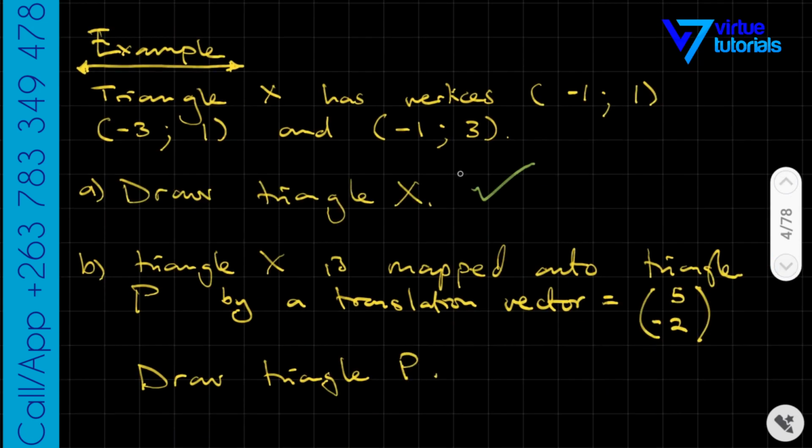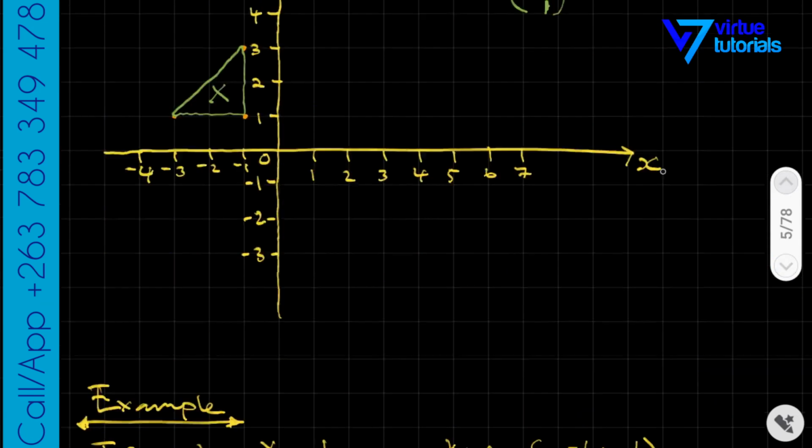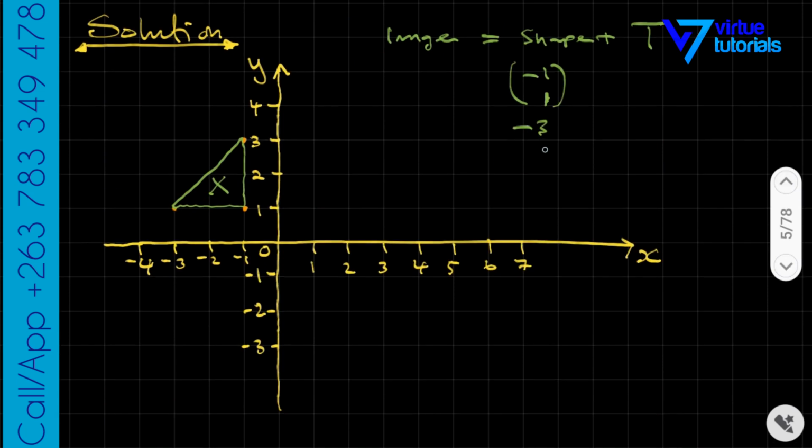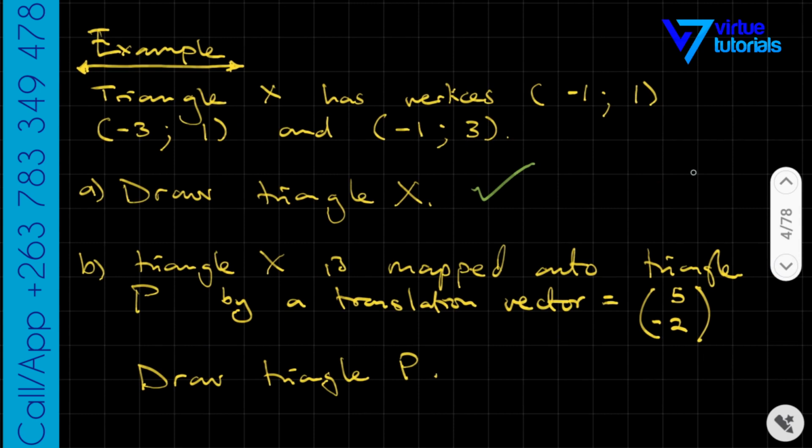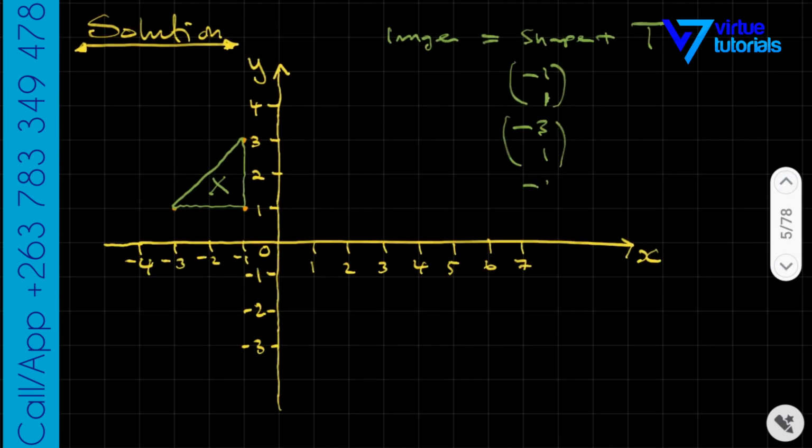And then we had minus 3, 1. And then we had minus 1, 3. So these are the coordinates of the original shape, right? The vertices of the original shape. To find the vertices of the image, we need to add the translation vector to all of them.